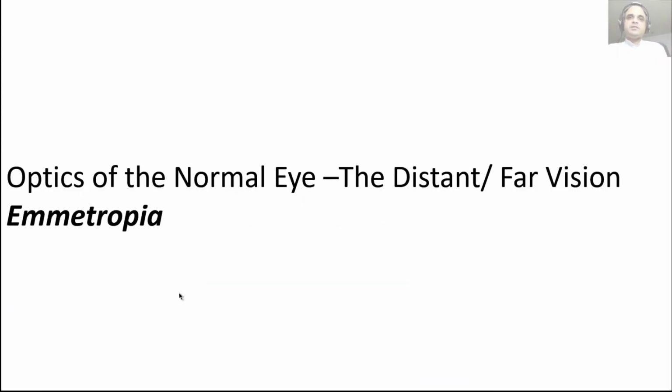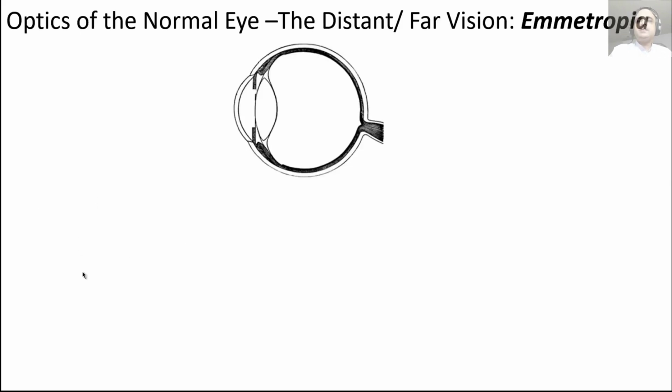So let's consider, once we are done with that, how a normal eye focuses distant light rays as well as near light rays. We'll talk about distant light rays first, then we'll talk about near light rays. The word that we use to describe a person who is able to see clearly for distance is emmetropia, given right here. So let's see what emmetropia is.